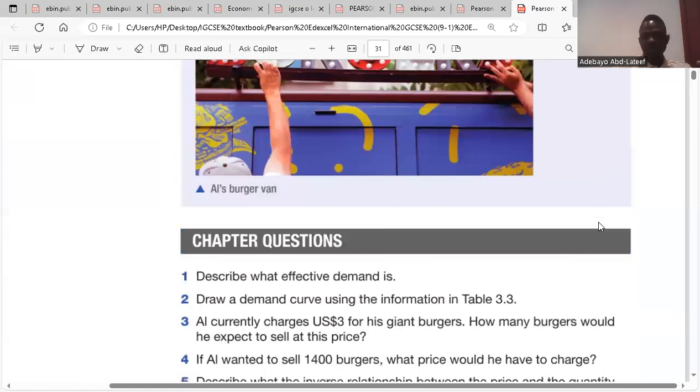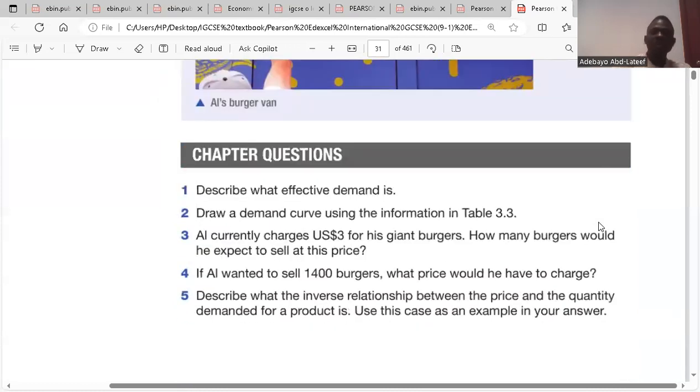So the first question says, describe what effective demand is. I told you earlier, effective demand means that there's willingness and ability to buy a product. The willingness and the ability to buy a product at a given price and time is what we call effective demand. I think effective demand is clear, right? Yes. Then question 2, draw a table, which is already drawn there. I think you can see the table there. Draw a demand curve. We have the table already. I think it's clear. All right.